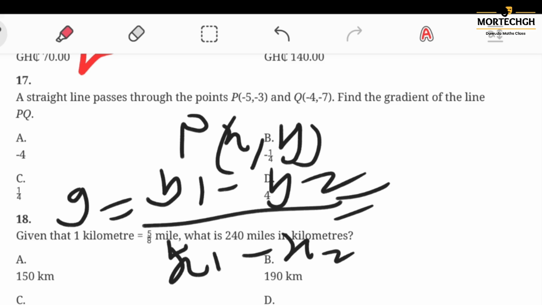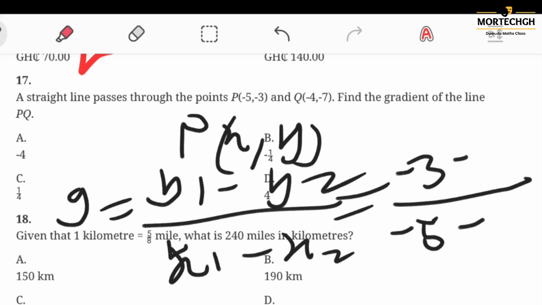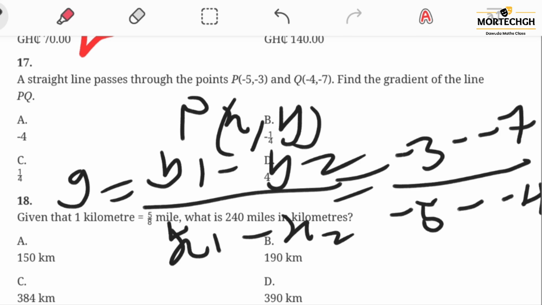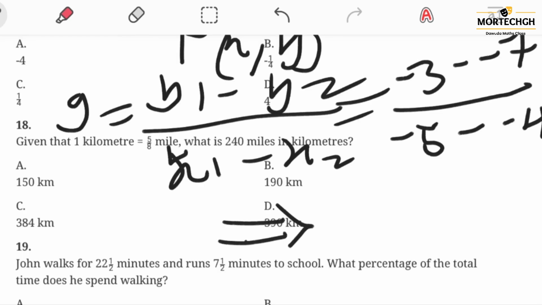So let's check. From P we have minus 5, so let's represent y1, x1 as minus 5, that's the x value for P, and then minus 3, that's the y value for P. And then Q. So we bring the negative signs, and then y2, x2 as, in Q we have minus 4. So here we have another negative 4. That's the x value for Q. Minus 7 is the y value for Q, right? So this implies minus 3 minus 7.